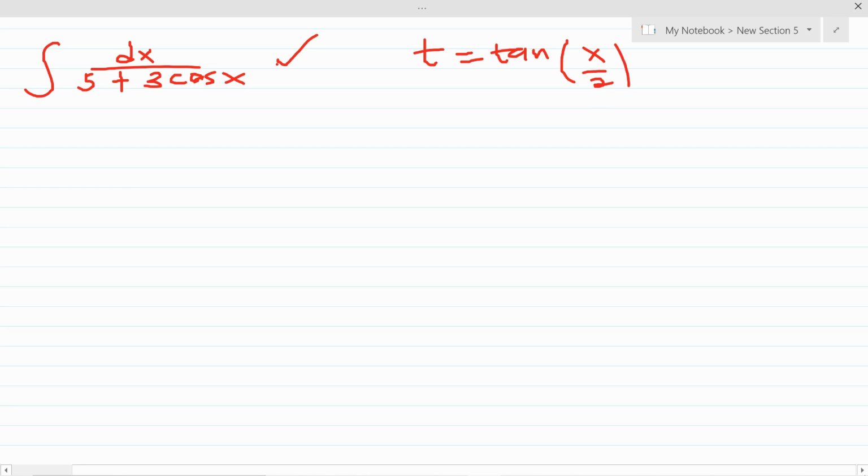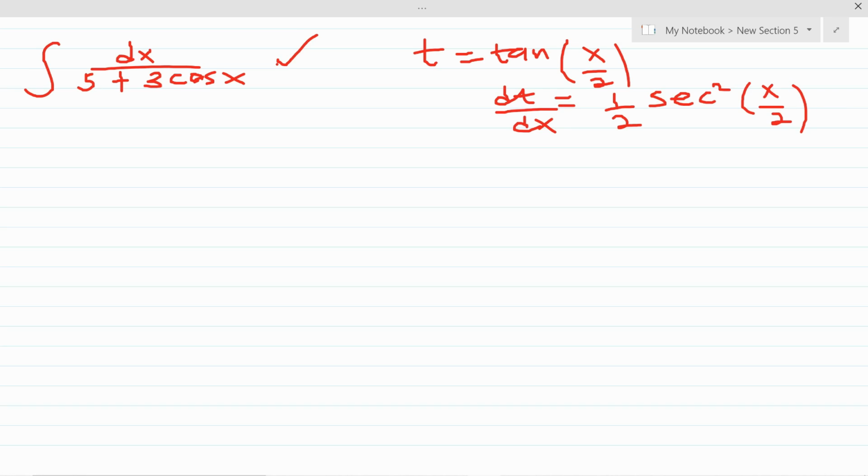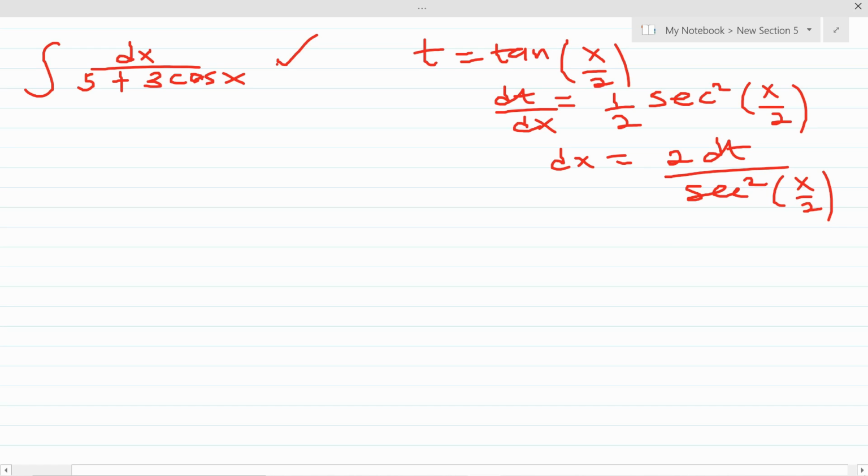Now with this, dt will be equal to half dx times sec squared of x over 2. And now with this, we get dx equal to 2 dt, making dx the subject here, over sec squared of x over 2. Alright, so now with this, how do we go about it?